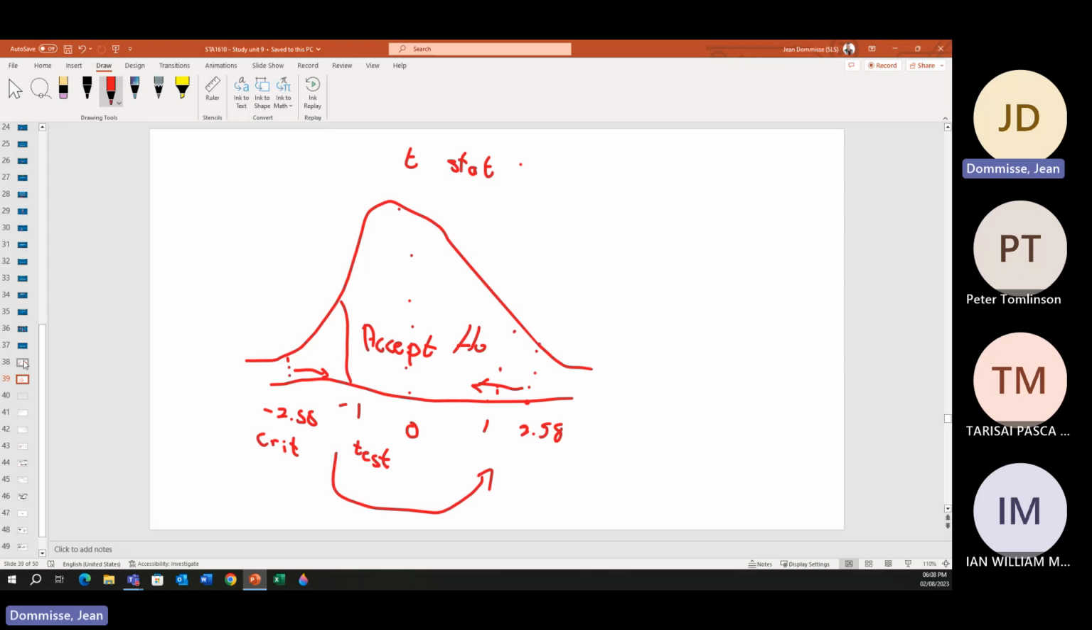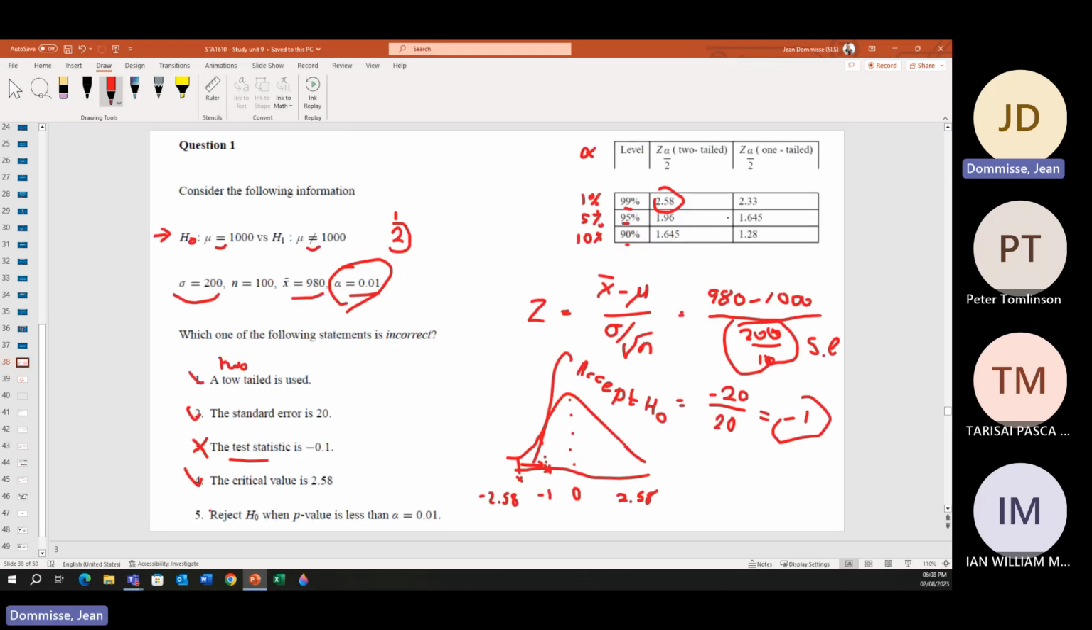Okay, so what they asked in option 5 is if your p-value is smaller than that. So if your p-value is sitting in this area, which means that your critical value would have sat in this area, then you would reject the null hypothesis.